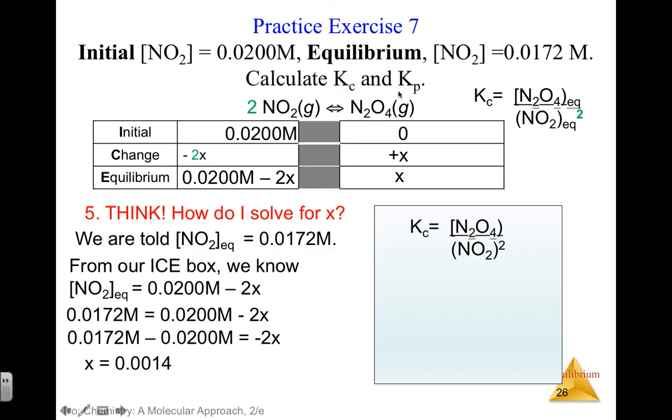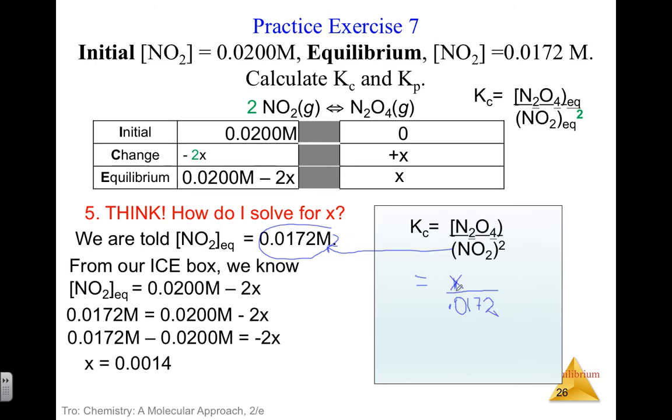Okay, so now we have not solved the problem yet because remember we're asked to find Kc. So we know that X equals N2O4 at equilibrium. So how are we going to finish this off? Kc equals N2O4 at equilibrium, and that's equal to X. And now we need NO2 at equilibrium. And remember, that number was given right here. So I'm going to say X divided by 0.0172.